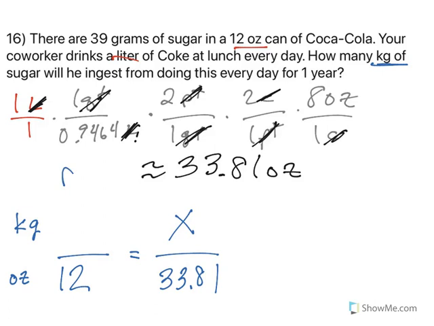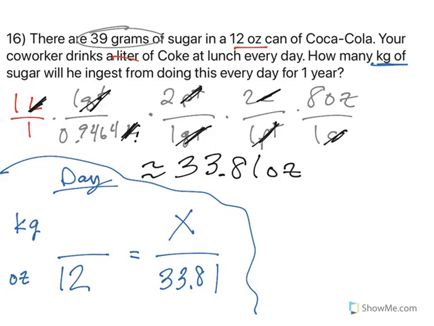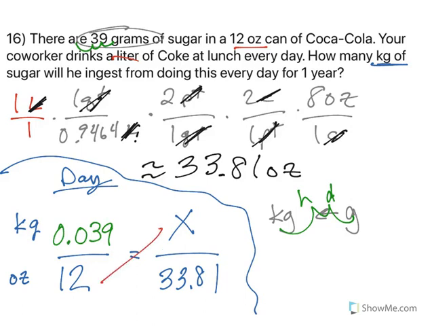Okay? Now, by the way, this is per day right here that I'm doing in this little corner. But I'm told 39 grams of sugar. So how do I go from grams to kilograms? Well, it's grams, decagrams, hectograms. So I'm going to go 1, 2, 3 to the left. So 1, 2, 3, that is 0.039 kilograms. So now I can solve this proportion, right?